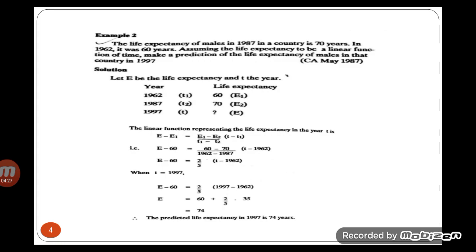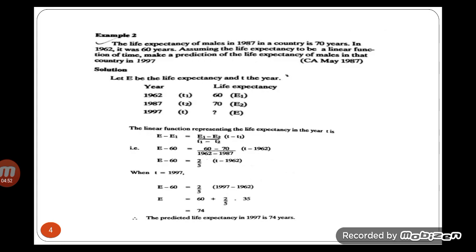My second problem: the life expectancy of a male in the year 1987 in a country is 70 years. In 1962, it was 60 years. Assuming the life expectancy to be a linear function of time, make a prediction of the life expectancy of a male in that country in the year 1997.